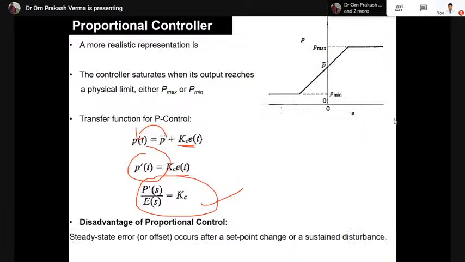So now there is a problem. This is the maximum value, this is the minimum value. We have taken it with saturation, so we have this value limit.